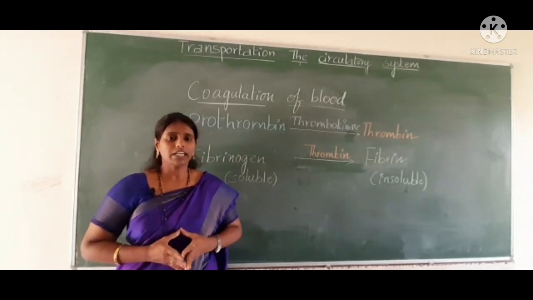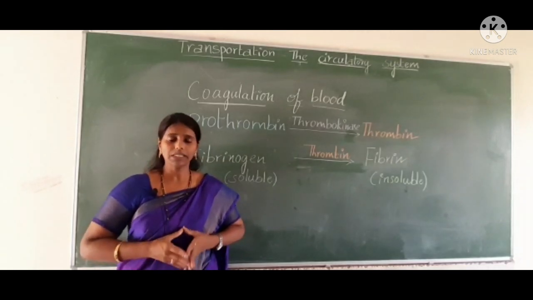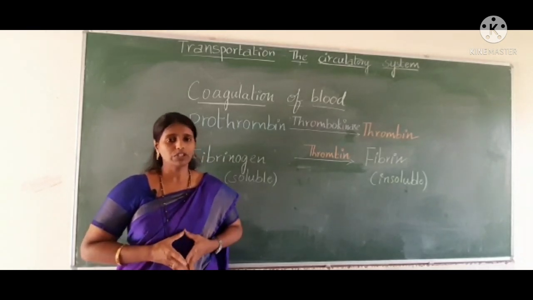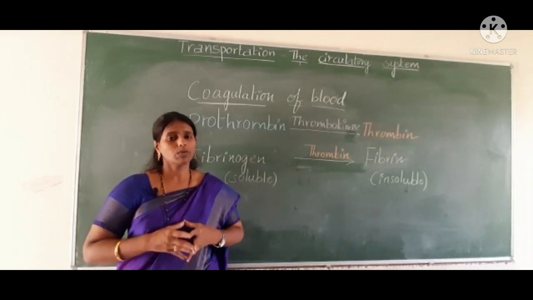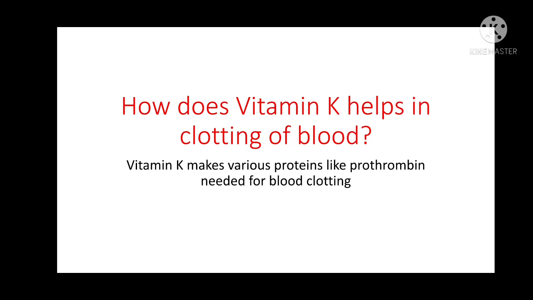The clotting time is in between 3 to 6 minutes, but in persons with vitamin K deficiency, it takes more time for the blood to clot. How does vitamin K help in clotting of blood? Vitamin K makes various proteins like prothrombin needed for blood clotting.